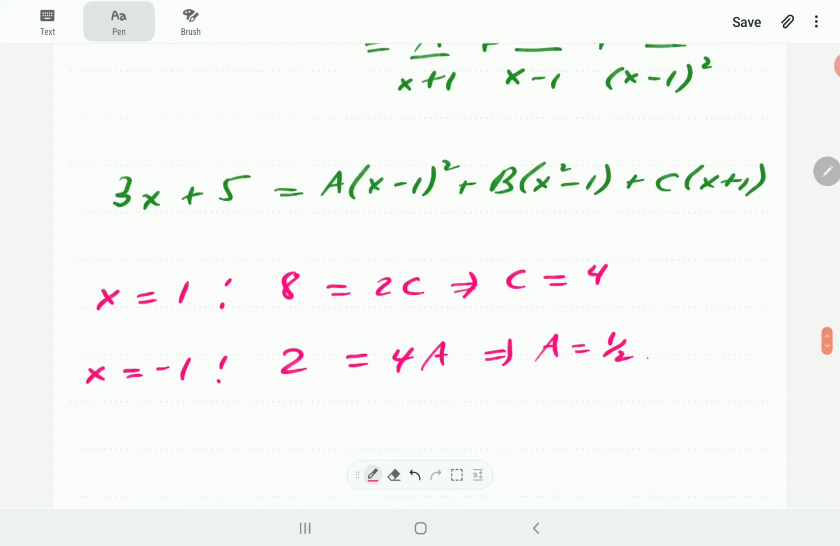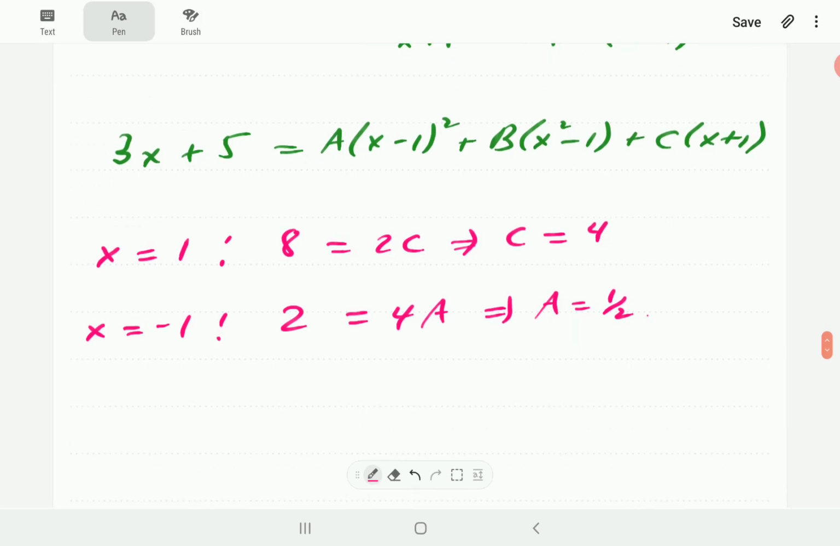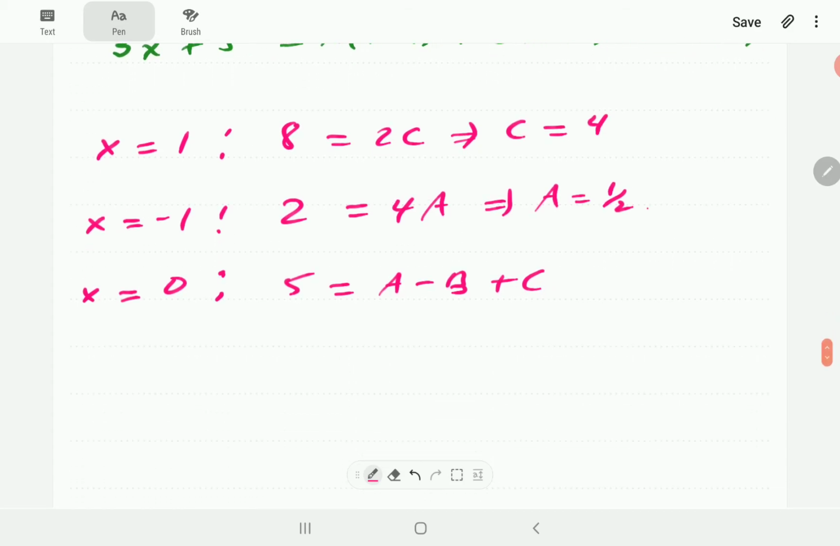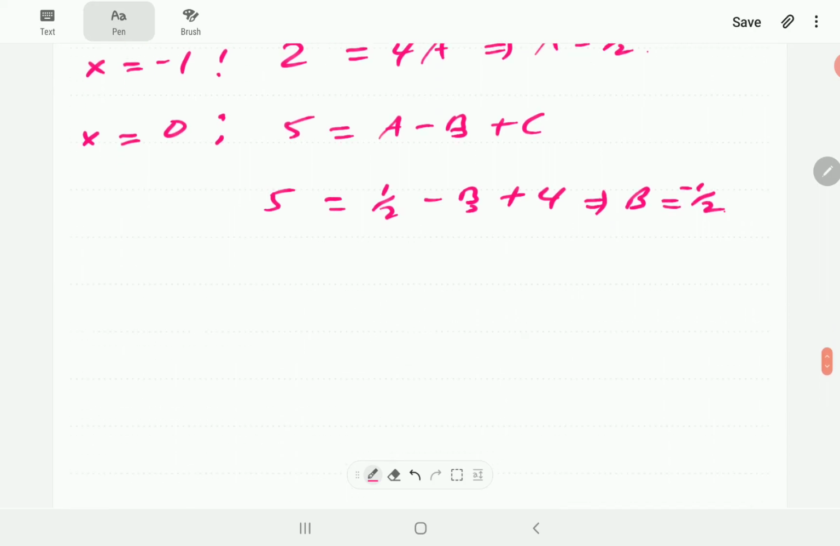Then now we've run out of roots. So as before we try any other value of x, we're going to plug in 0. Left hand side becomes 5. Right hand side is going to be a minus b plus c. However, a and c we already know. So a is equal to 1/2 and c is equal to 4. So solving this, we find that b is negative 1/2.